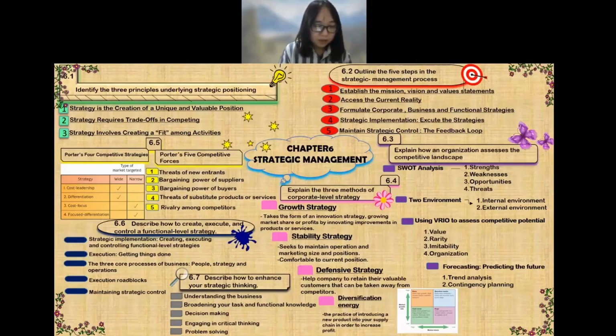And the next one is engaging in critical thinking. We can make observations, ask questions, explore the questions, and experiment. The last one is problem solving. We can understand the problem and its potential solution.